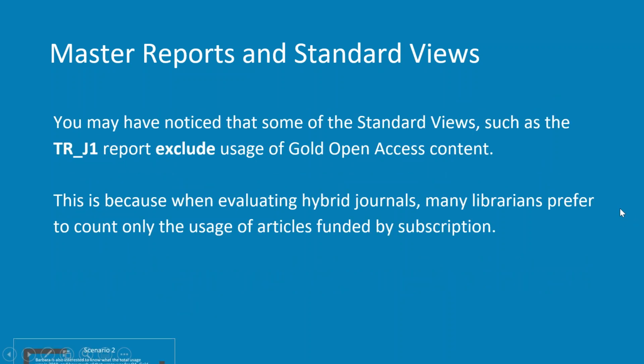Now, you might have noticed that some of the standard views, like the TRJ1 report, for example, exclude usage of Gold open access content. And this is because when evaluating hybrid journals, there are many librarians who prefer to count only the usage of articles funded by their subscription. I'm going to hand you back to Lorraine for the rest of the webinar.